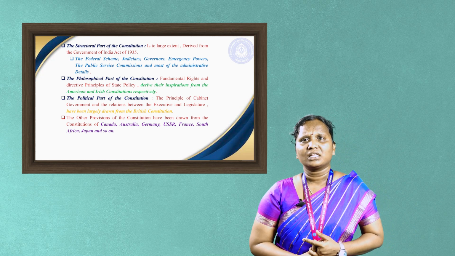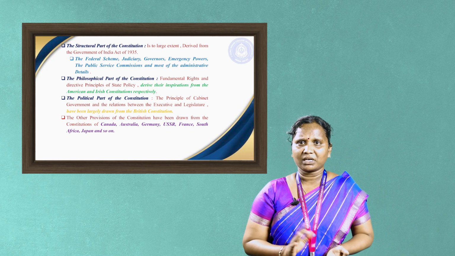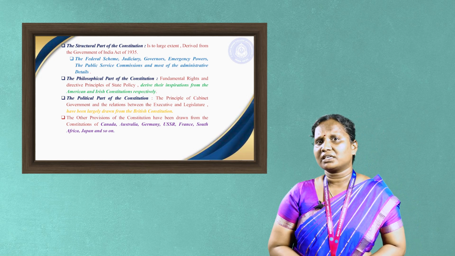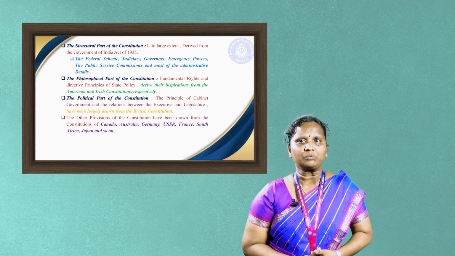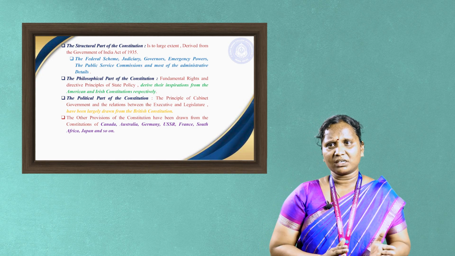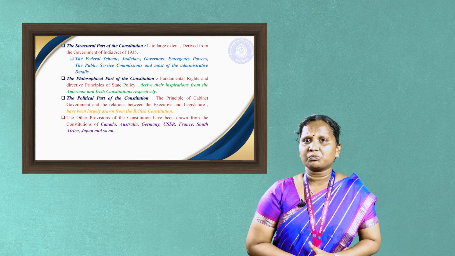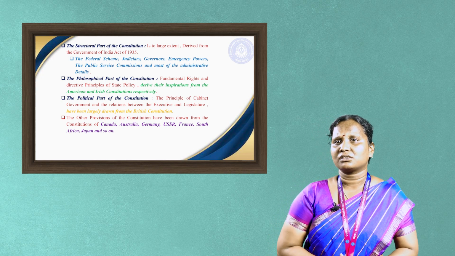Next, go for the philosophical part of the Constitution. The philosophical part means the fundamental rights and the directive principles of state policy. The fundamental rights are directly derived from the American Constitution and the directive principles of state policy from the Irish Constitution.